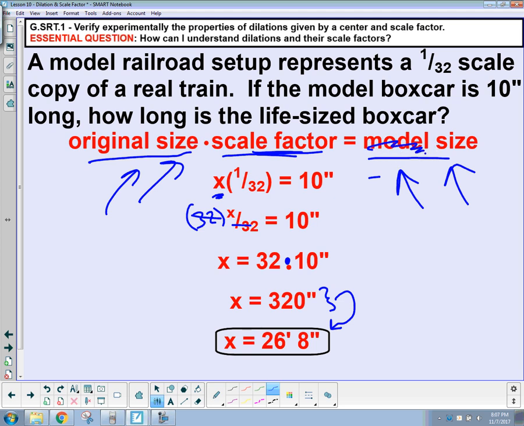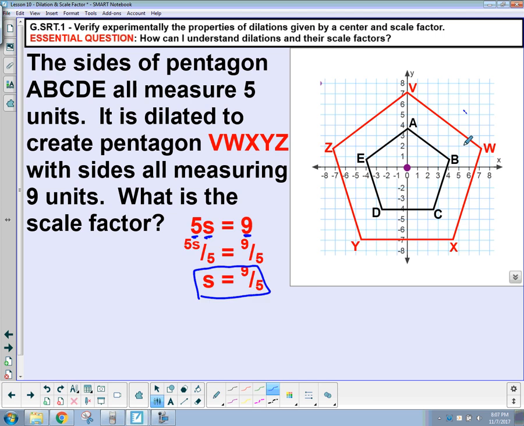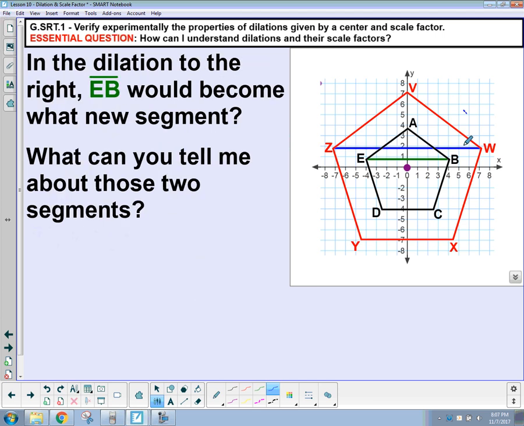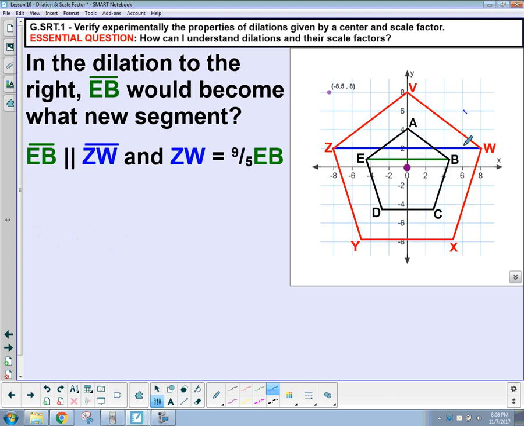Let's see. In the dilation to the right, EB would become the new segment. What can you tell me about those two segments? Well, they're parallel. Good. And that scale factor, see, it popped right back up again. That scale factor is going to be true for these because length is a one-dimensional thing. Every one of these is going to be 9/5. They're going to keep that same ratio. And as always, it didn't go through the center of dilation, so it's going to be parallel. All these are parallel to each other.